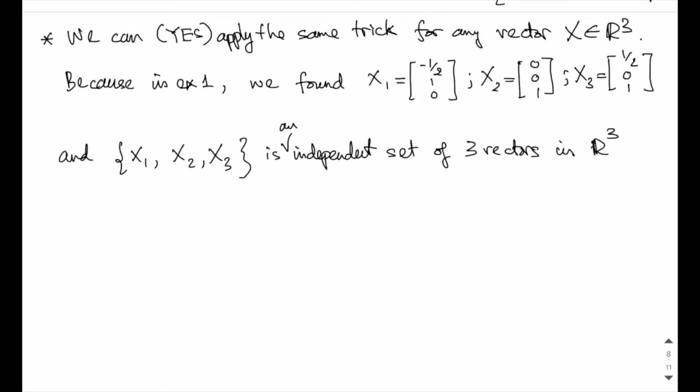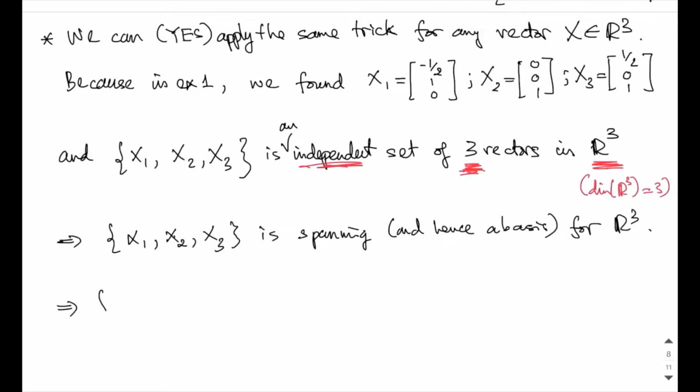Now the key is that the number of independent vectors is the same as the dimension of the space. Whenever you find a set of independent vectors that have the number of vectors being the same as the dimension of the space containing it, it becomes the spanning set and hence the basis for the space as well.